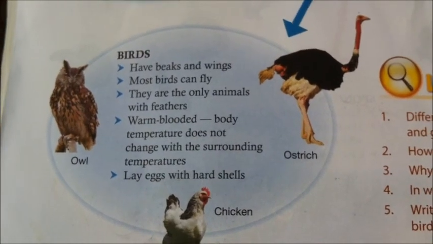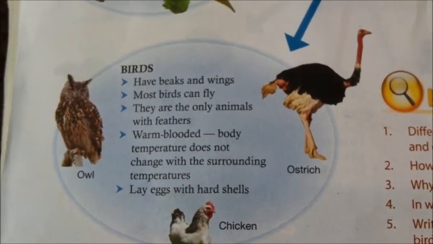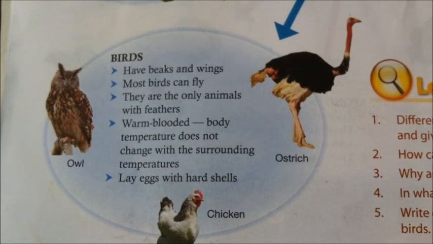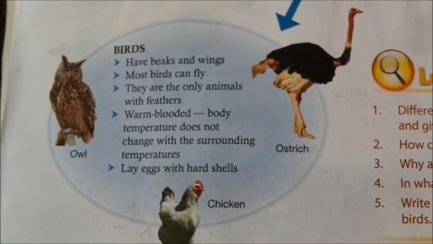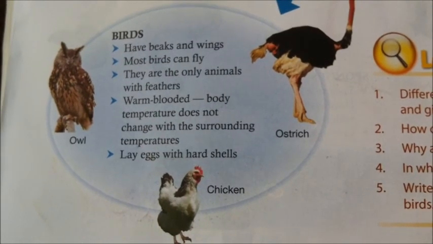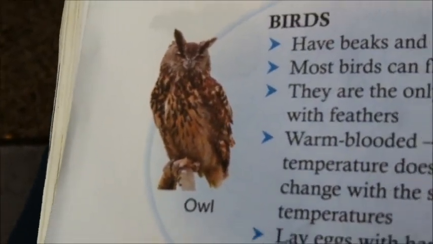and newts. Birds have beaks and wings. Most can fly. They are the only animals with feathers. Warm-blooded, body temperature does not change with the surrounding temperatures. Lay eggs with hard shell. Some examples of birds are owl.